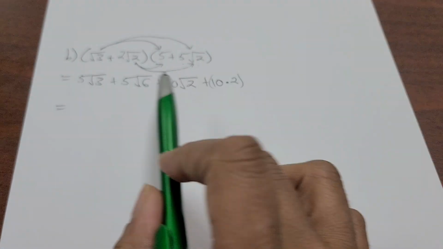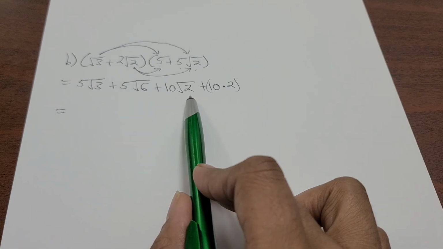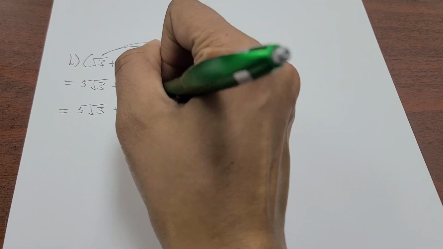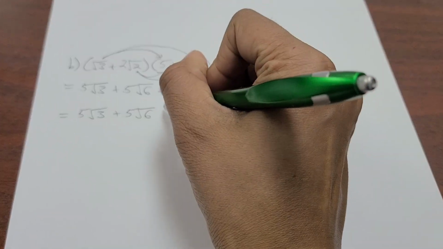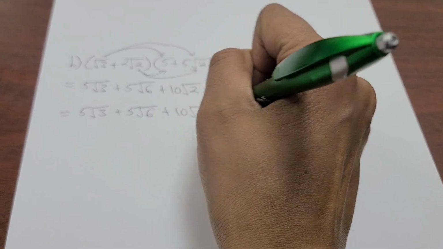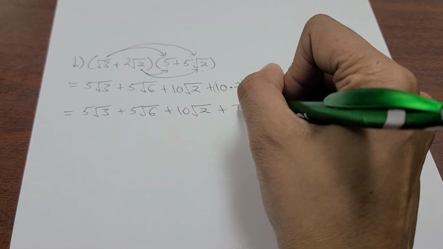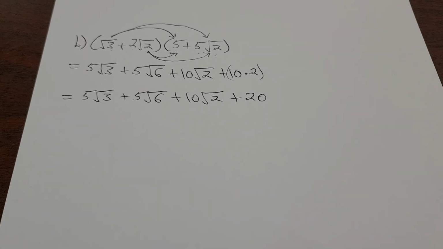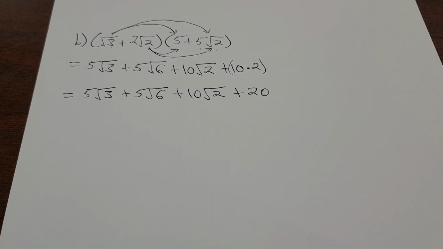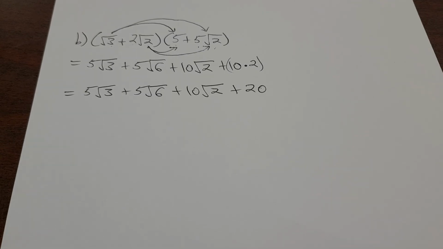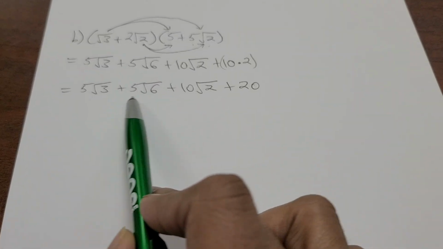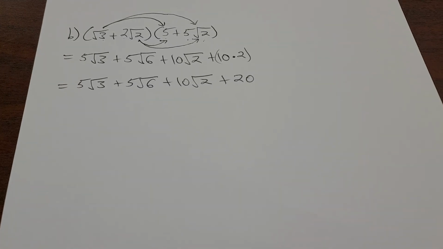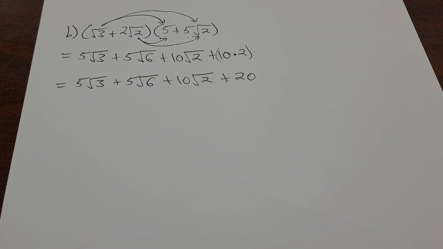Okay, and again, I don't actually see any like terms. All the radicals have different numbers, so we're going to leave it the same. So 5 root 3 plus 5 root 6 plus 10 root 2, and this is 10 times 2, which is positive 20. Okay, so because there are no like terms after you FOIL this out in this example, this is my final answer. And every time you FOIL out an expression, it's always going to have 4 terms. Okay, and then just double check to make sure there are no like terms.